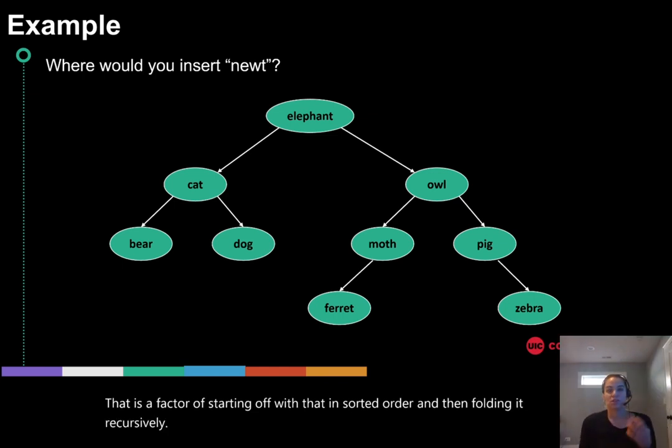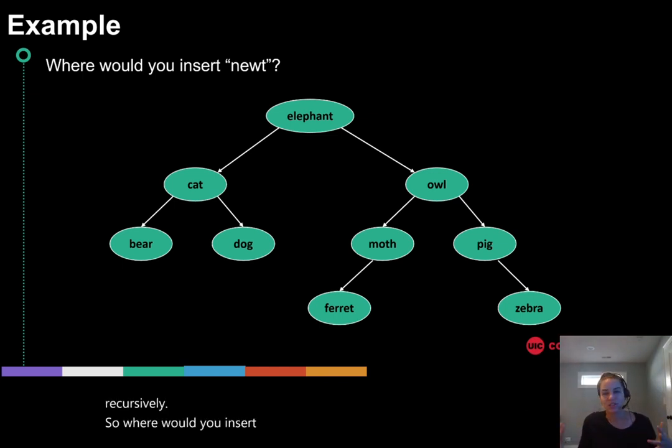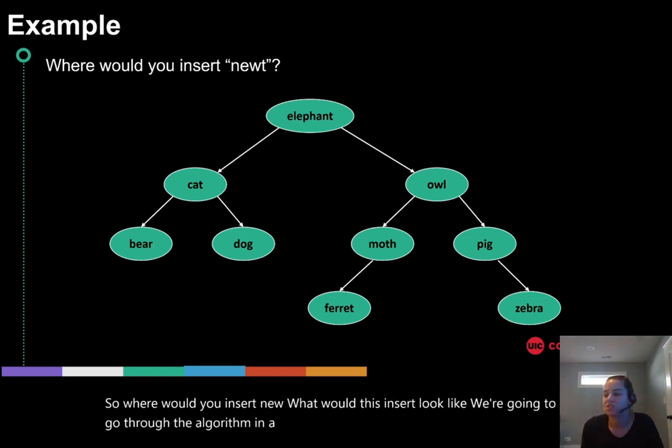So where would you insert newt? What would this insert look like? We're going to go through the algorithm in a future video, but this is just to start getting you familiar with how nice it is.